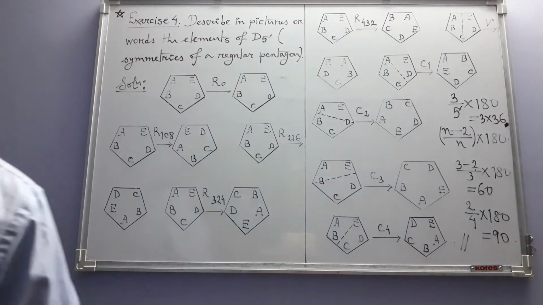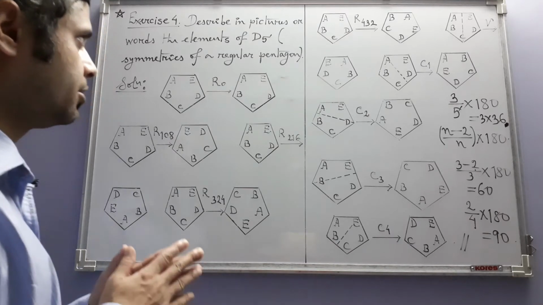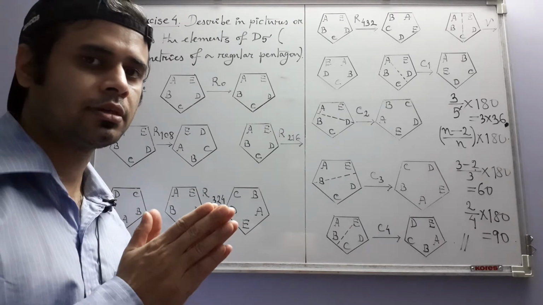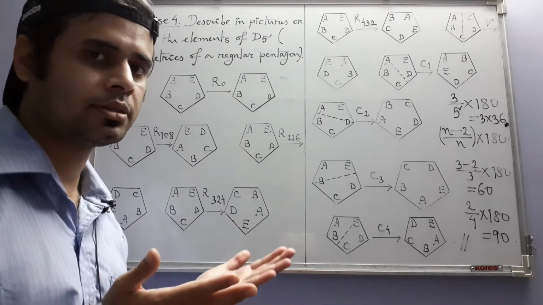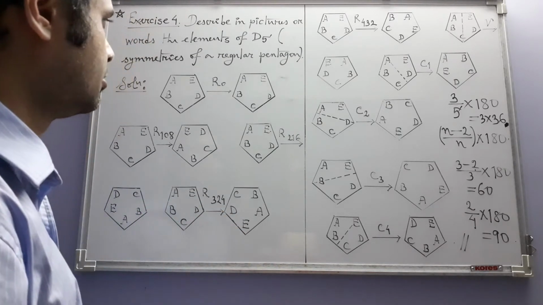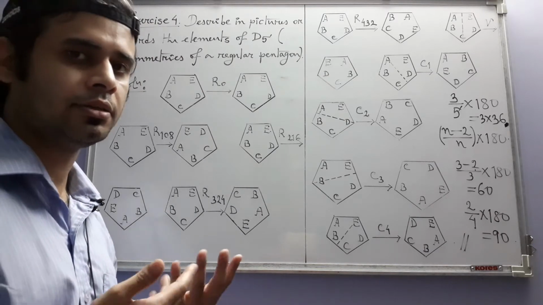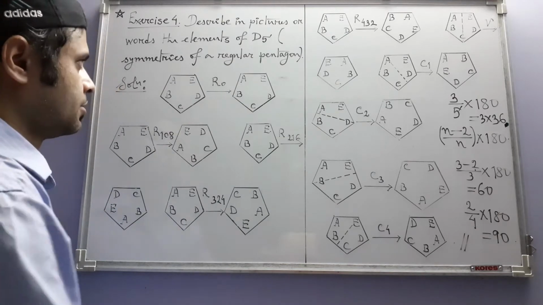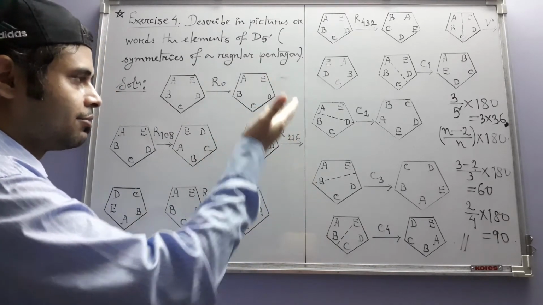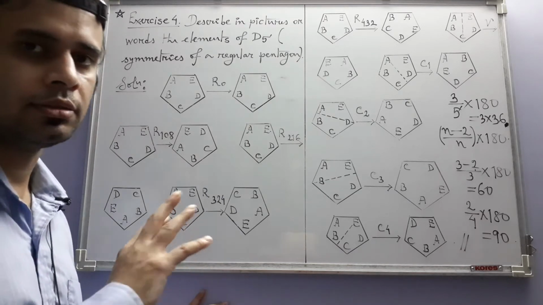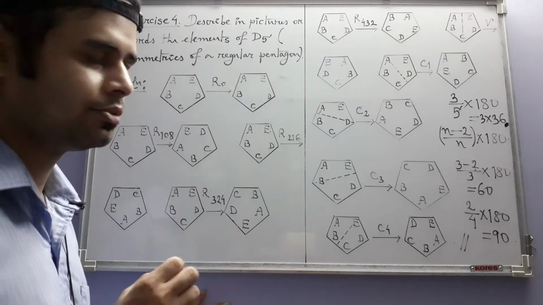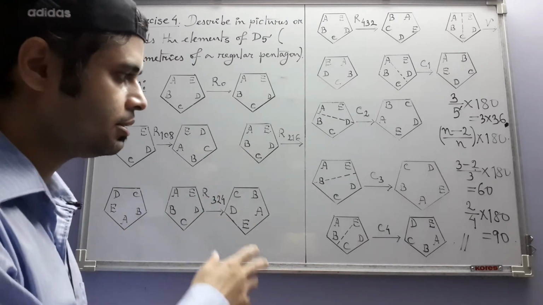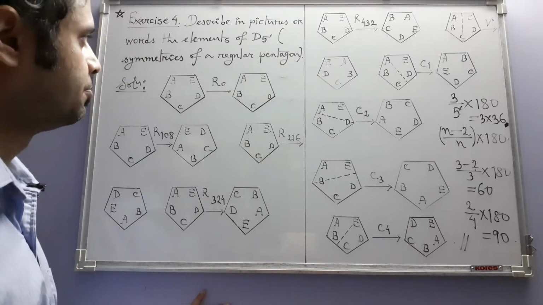Okay, next exercise 4. Here we have been asked to describe in pictures or words the elements of D5, which is the set of symmetries of a regular pentagon. Just like what we did for an equilateral triangle, we have drawn the symmetries. You can see that the figures are not, from a geometric construction point of view, perfect pentagons, but for our purposes to find the symmetries, these are sufficient.